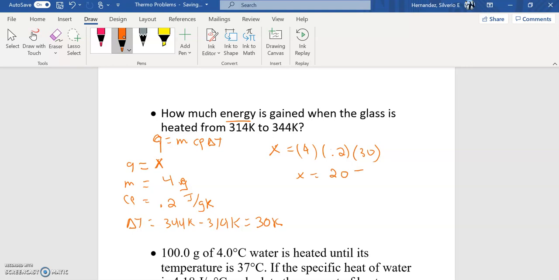So here the units do cancel out and I'm left with joules. So here grams cancels grams, Kelvin cancels Kelvin. I'm left with joules for the amount of energy. So this is the amount of energy that has to be absorbed by this mass of glass at that difference in temperature with that specific heat.